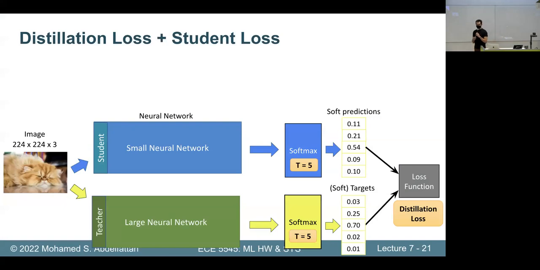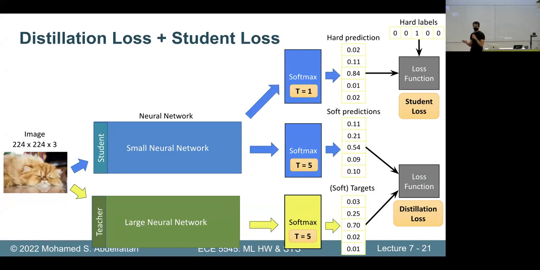Okay, so far, this is what it looks like, right? We have a large neural network. We have the softmax with temperature. We have our soft targets coming out of that large neural network. We use a loss function like KL divergence to compute what we'll call the distillation loss. But as I said at the beginning of the lecture, we still want to get the raw data and these books to the student somehow. So how do we do that?